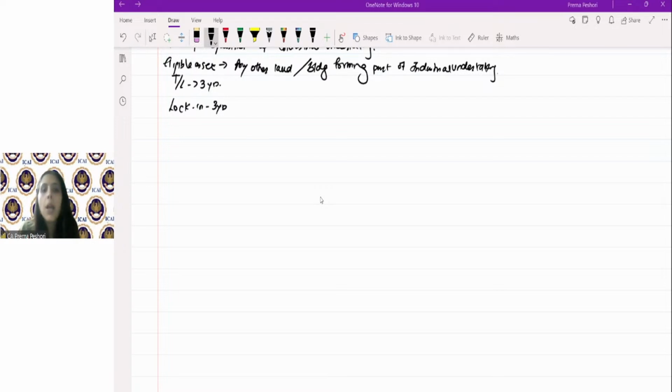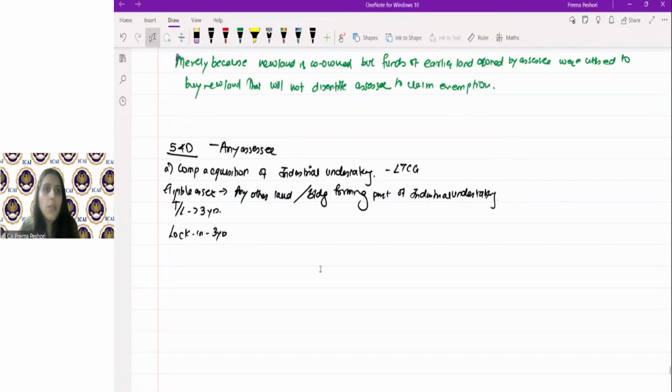And if it is transferred before the 3 years from the date of purchase or construction, then the cost of the asset will be reduced by capital gain exempted earlier. Here, one more thing. Here you can write it down. Compulsory acquisition of industrial undertaking. Here, it should have been used for the period of 2 years, meaning here long-term plus short-term both are applicable.